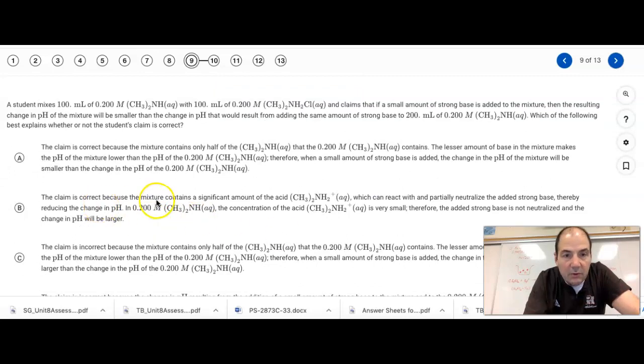B. The claim is correct because the mixture contains a significant amount of the conjugate acid, which can react and partially neutralize the strong base, thereby reducing the change in pH. In 0.2 molar methylamine, the concentration of the conjugate acid is very small, therefore the strong base is not neutralized and the change in pH would be larger. So yes, B is correct.